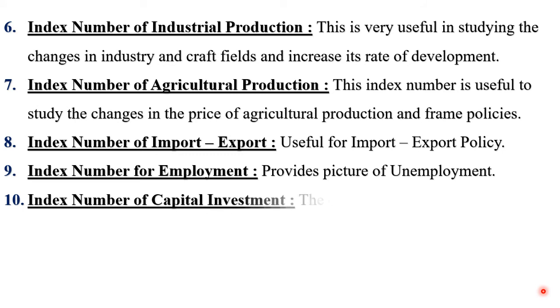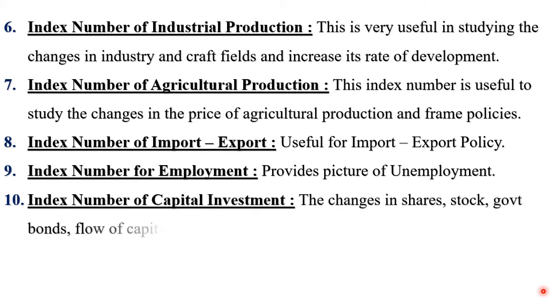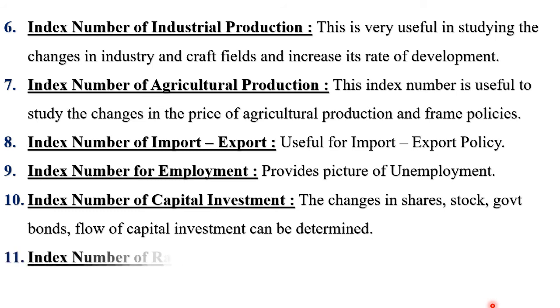Index number of capital investment. That means the changes in the shares, the stocks, the government bonds, the flow of capital investment can be determined using the index number of capital investment. So in which sectors the capital has been invested more, which sector lacks capital investment, in which sector we have been improving our capital investment, and from which sector we are withdrawing our capital. All of these things can be known and the future can be planned from the index number of capital investment.